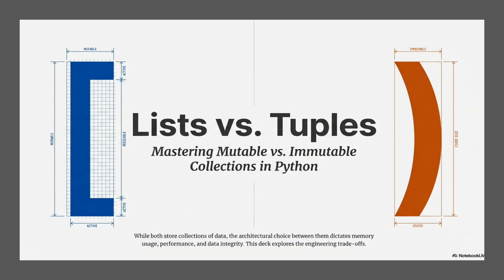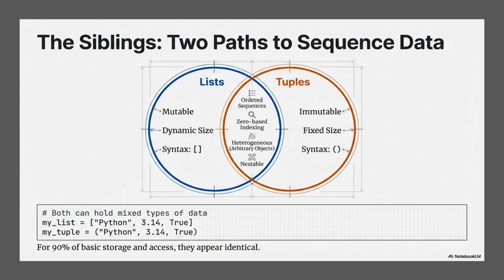Let's start with the big picture. Python gives us two main paths for storing collections. On the left, we have the list. It is mutable. That is just fancy developer speak for changeable. It's active, flexible, and it can grow. On the right, we have the tuple. It is immutable, meaning unchangeable. It has a fixed size. Keep these two personalities in mind. One is flexible, the other is strict.